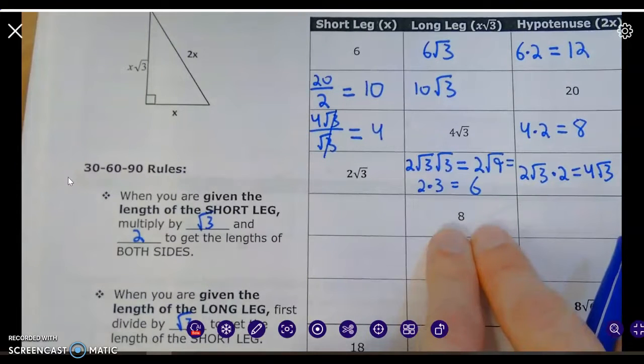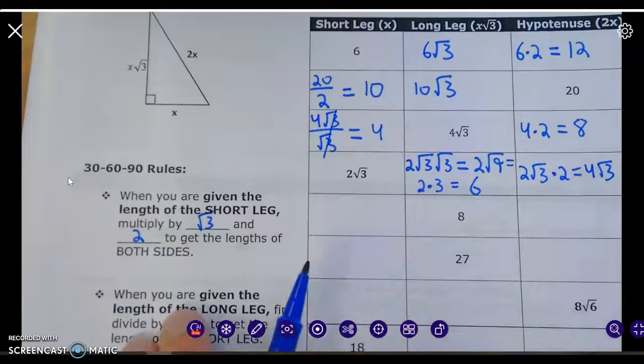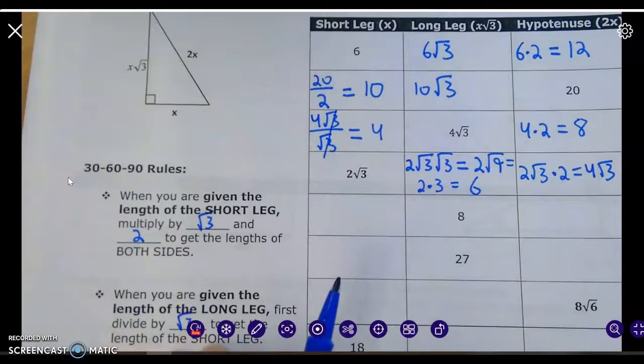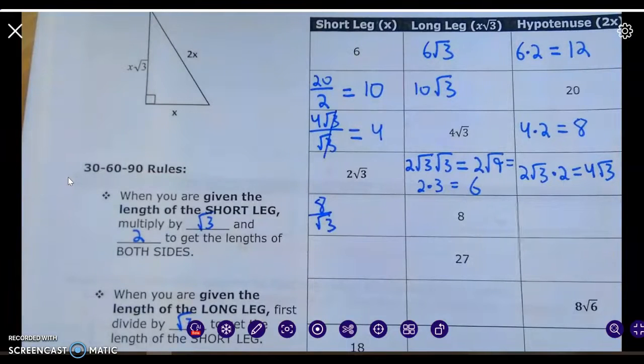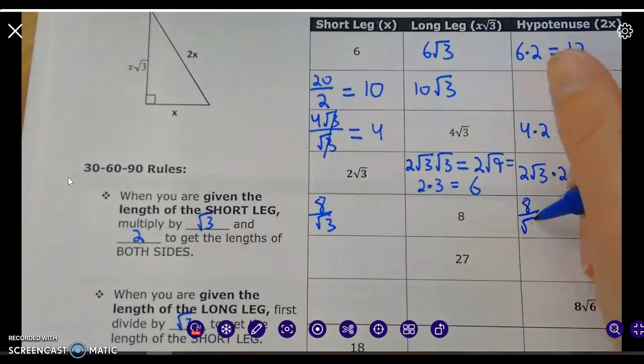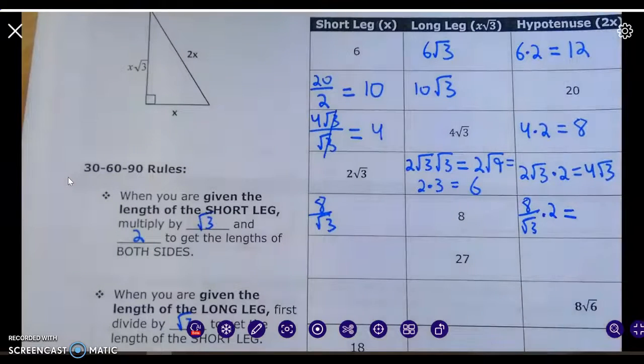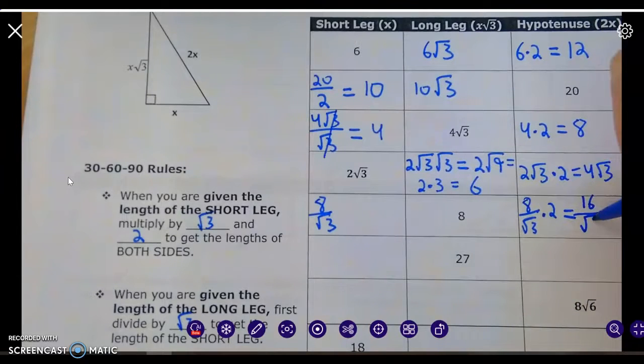Okay, 8. Start with long leg. Our rule says divide by √3 to get short. So we're going to take that 8, divide by square root of 3. Okay, is there anything we can do with that? Technically, yes, but we haven't learned that, so we're just going to leave it like that. Okay. We have the short leg, double it to get the hypotenuse. Okay, so 16 over √3.